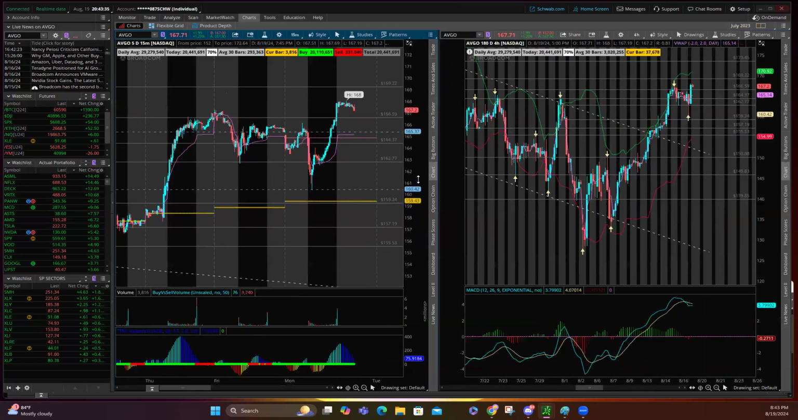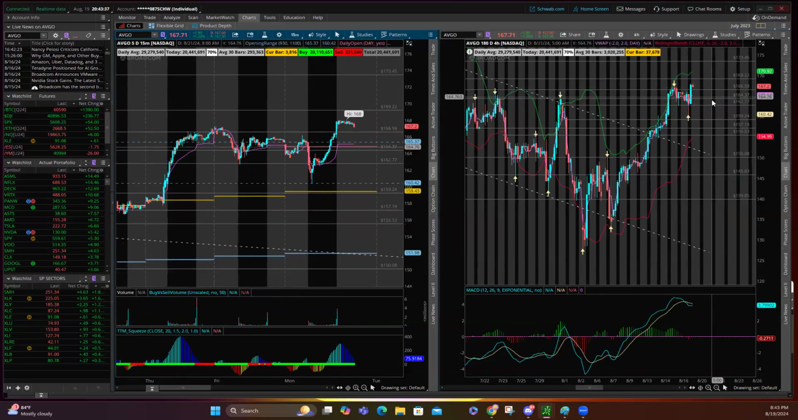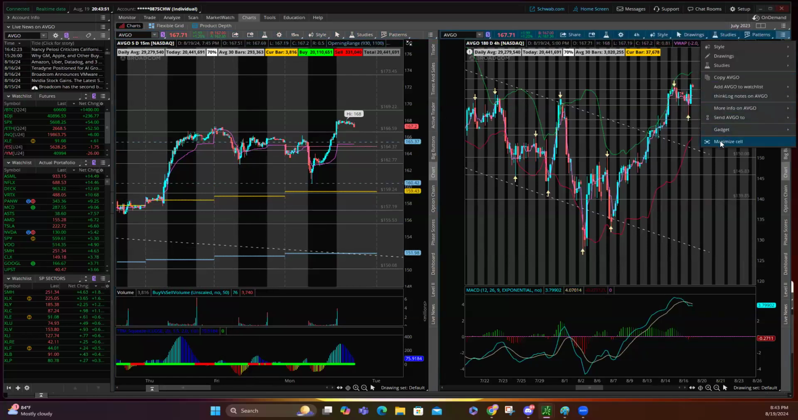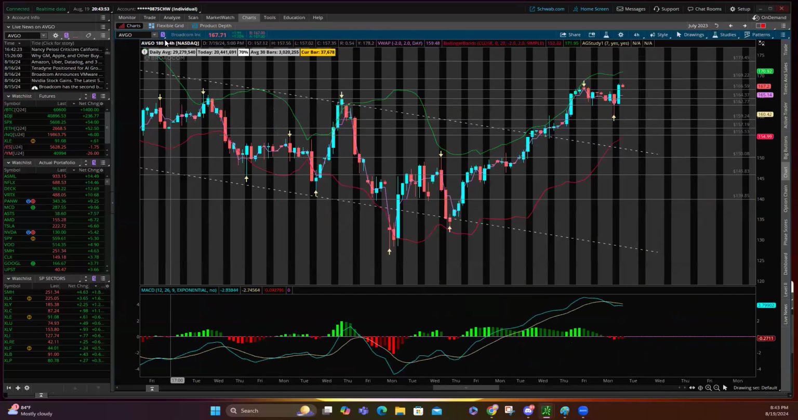So normally this is how I have my setup. I have the Bollinger bands here on the lower time frame with my MACD, and I am using TTM squeeze with just my daily SMAs. So that's why I had opened only this side, and that's what we're watching right now.